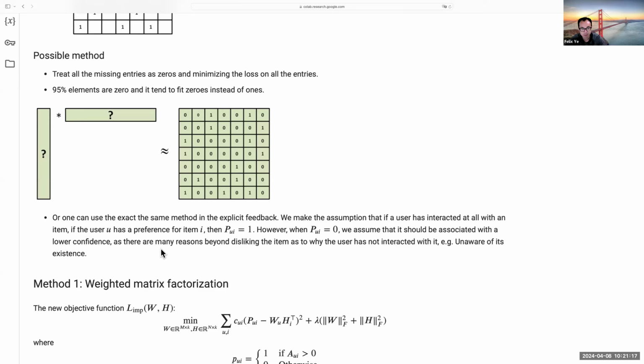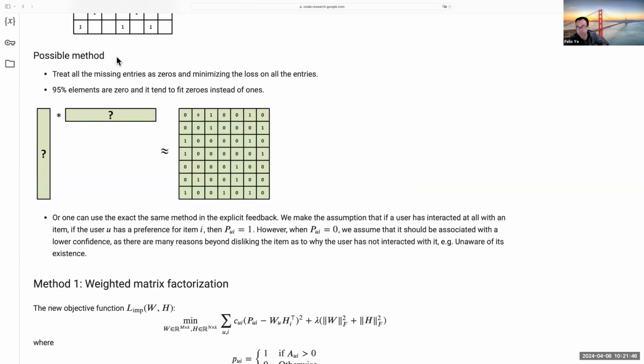So basically, if the user has interacted with item I, okay, they have some interactions. But if they haven't interacted with it, there are two possible reasons. One possible reason is I have seen this recommendation, but I still don't want to do it because I don't like that movie or I don't like that song.